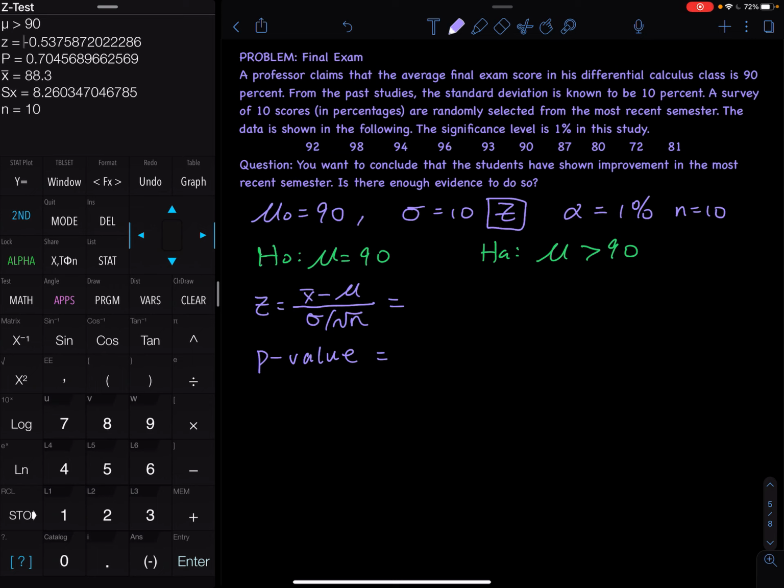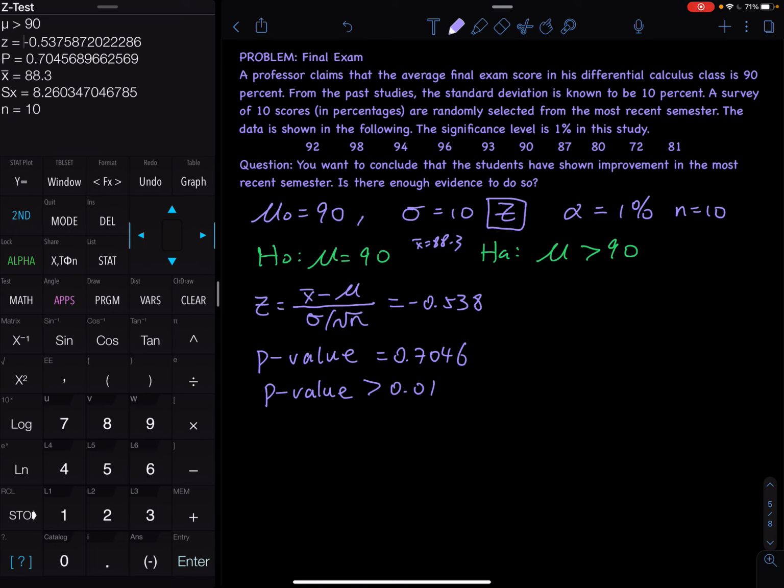Okay, so let's write that down as well. So the x bar is 88.3. What is the z equal to? So you plug in all the numbers to the formula. The z is equal to negative 0.538. I will keep 3 decimal places, 3 numbers on the right-hand side of the decimal point. The p-value, 4 numbers on the right-hand side of the decimal point. So that is 0.7046, right? And then the p-value is greater than alpha.